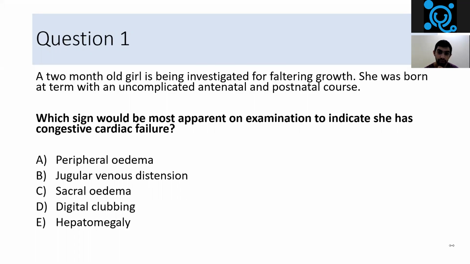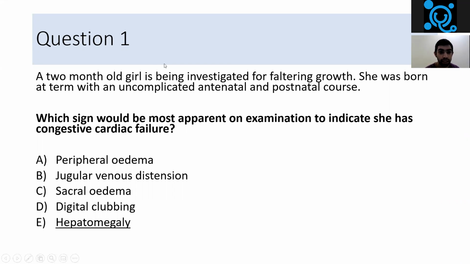Five more seconds. Okay, so we've got a good mix of answers here. No one's picked D, okay? And then there's a roughly even split amongst A, C, and E. Okay. So the correct answer here is hepatomegaly, okay? And we can run through this.